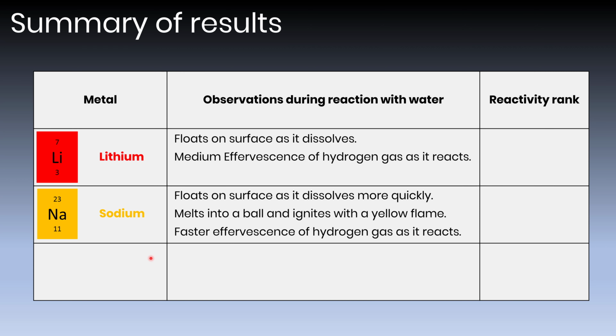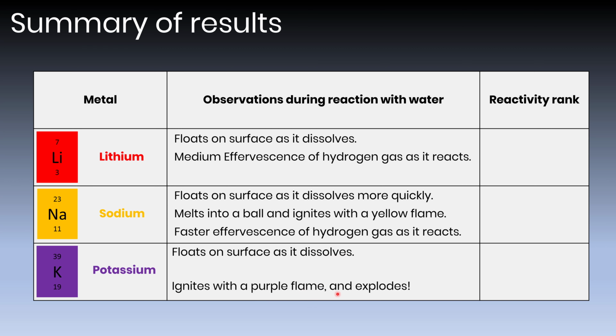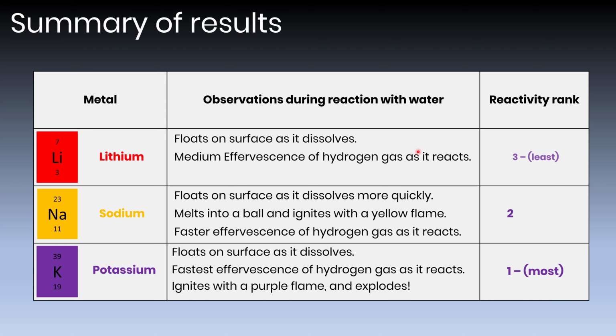Let's finish off with potassium. It floated on the surface as it dissolved, but it ignited with a purple flame and exploded, and it had the fastest effervescence of hydrogen gas as it reacted. So if we're going to determine a reactivity rank for each of these, I would say that potassium with its explosion and purple flame and fastest effervescence is definitely the most reactive, number 1. Sodium with its yellow flame but slightly slower rate of effervescence will be number 2. And definitely the slowest of all of them was lithium.